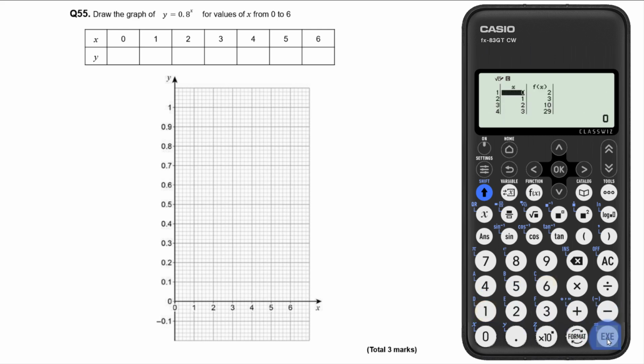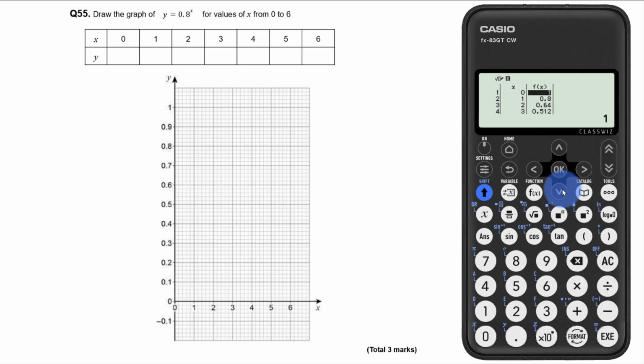Once I've got the range typed in, you'll see my x column is now populated with 0 to 6. I need to find the f of x column now, so I press the tools button again, go down to define f of x, g of x, select f of x and type in the function 0.8 to the power of x. This is what we call an exponential function. Let it work out the values for me, and then I'm going to write these in. I'm just going to round them off to 2 decimal places if they go larger than that, because we're not going to get anything more accurate than that on my graph.